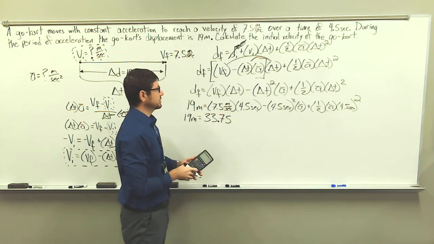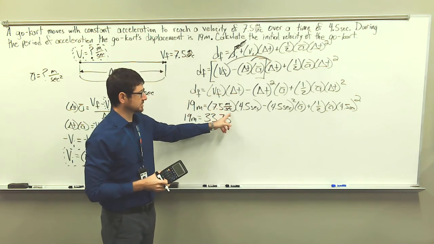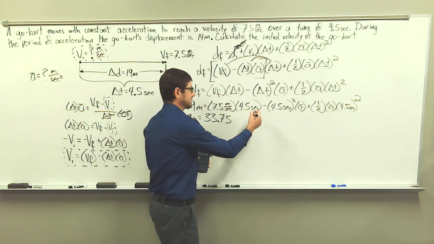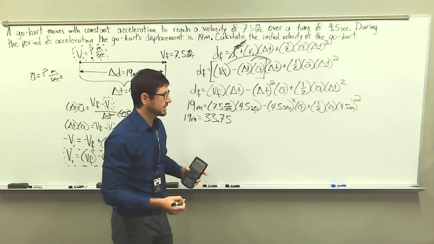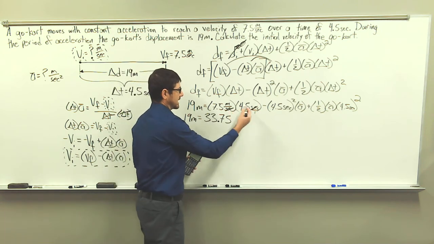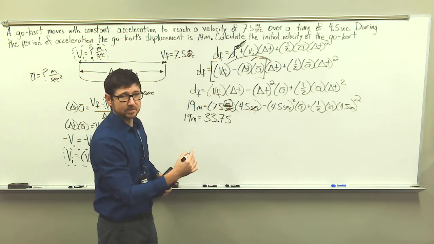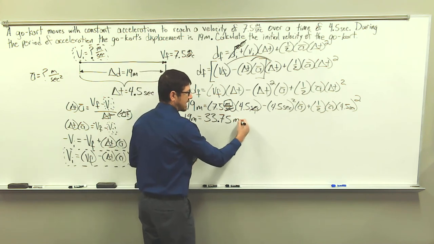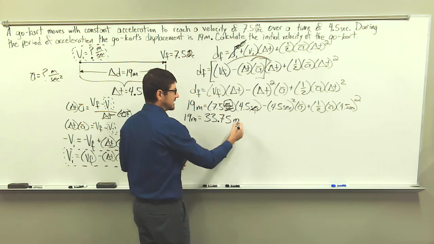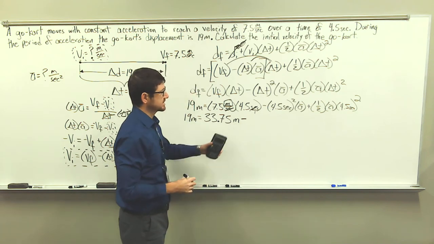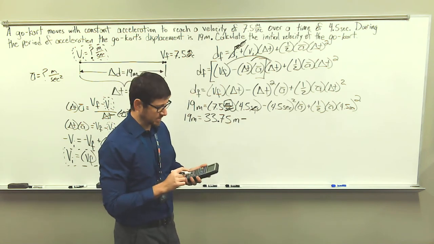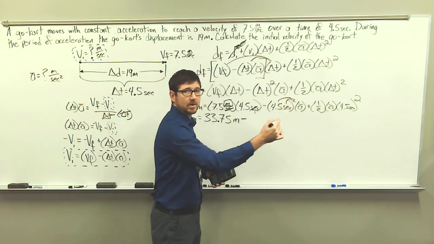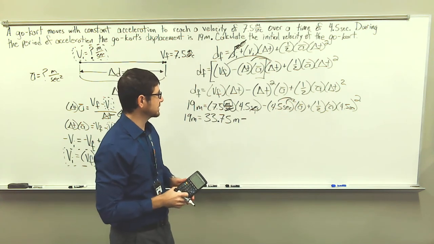Now let's take a look at the units here. I have meters per second times seconds. Algebraically, we can write this as seconds over one. So we know that the seconds will cancel, leaving us with units of meters. So right here, I have 33.75 meters. Then we have minus 4.5 seconds squared. Not only are we going to square the numerical value, we also have to square the unit value.